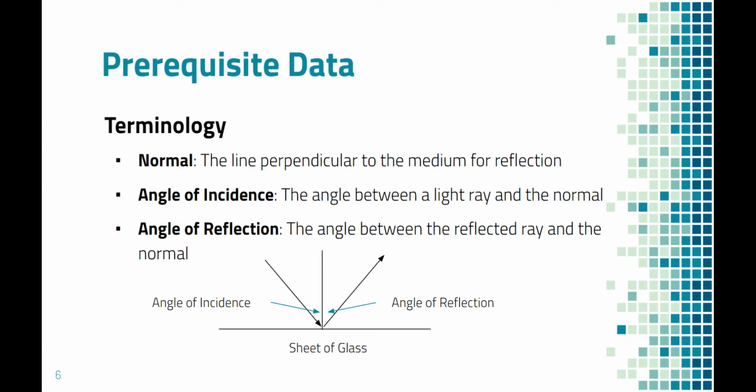Terminology included in this project has normal, angle of incidence, and angle of reflection. The normal is the imaginary line which is perpendicular to the plane where all the light rays are reflected. It's used to determine the angle of incidence and reflection. The angle of incidence is the angle between a light ray hitting a surface and the normal. The angle of reflection is the angle between the reflected ray and the normal.